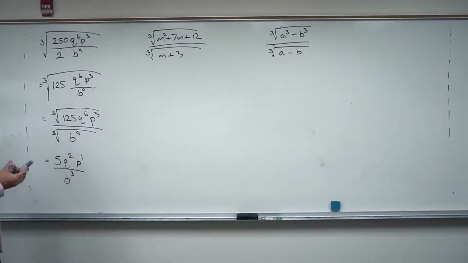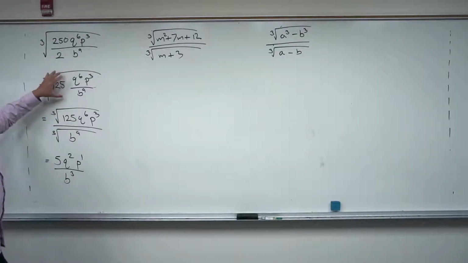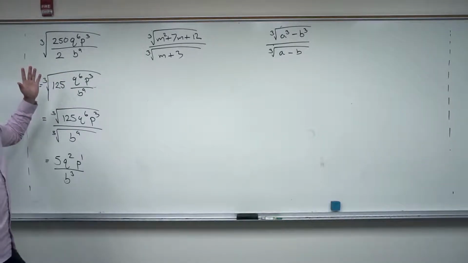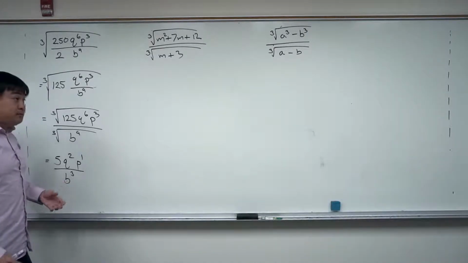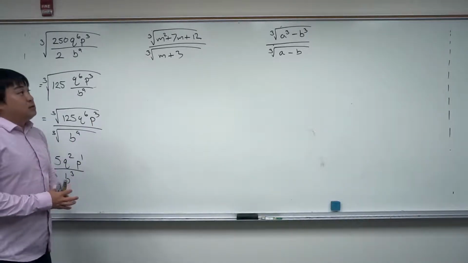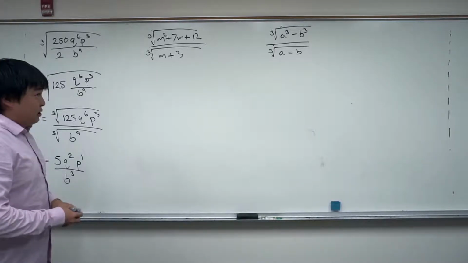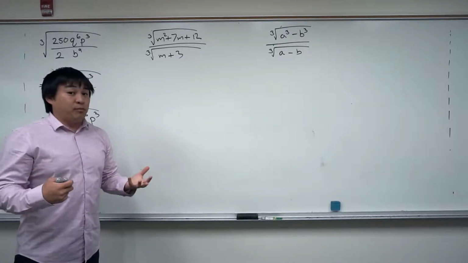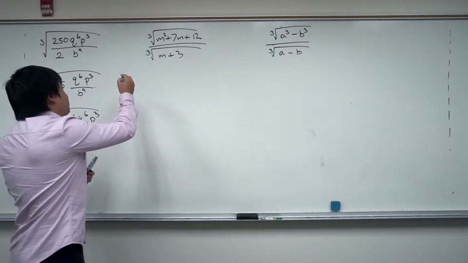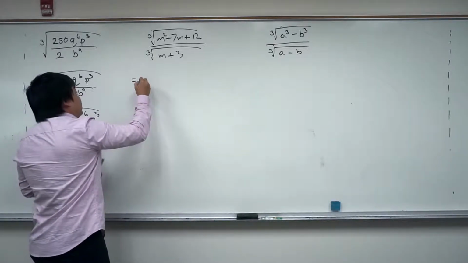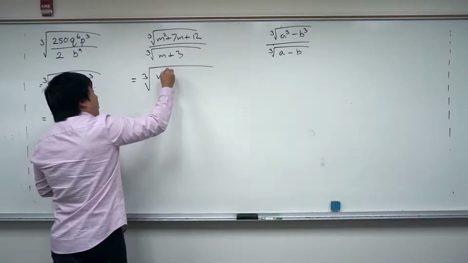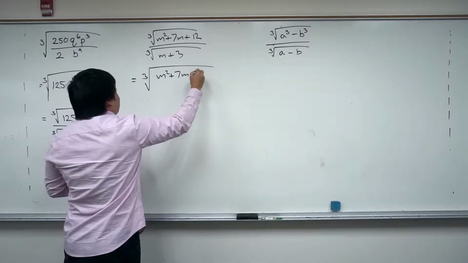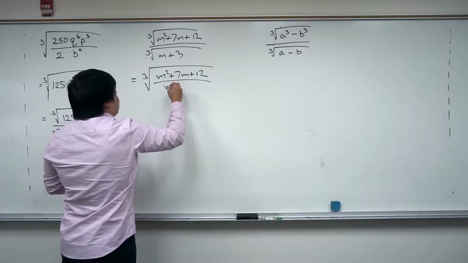So even though this thing right here simplified a little bit, but not very much, if you split it where the radical is on the top and the radical is on the bottom, you get actually something which is fairly nice down here. The other two problems require a little bit of work and a little bit of something that we did previously. So what I'm going to do is rewrite this in a single cubic root as m squared plus 7m plus 12 over m plus 3.